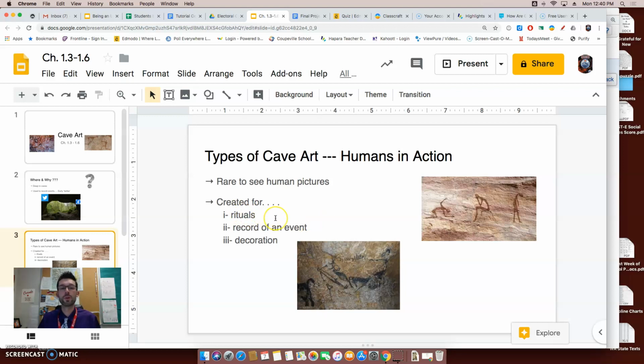It could have been used for rituals or some kind of religious ceremony. It could have been used, like I said earlier, to record some kind of event, such as here we see an animal and maybe a dead person. Maybe the animal killed the person during the hunt. It also could have been just used as decoration.